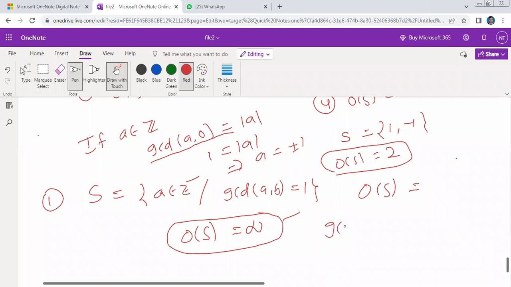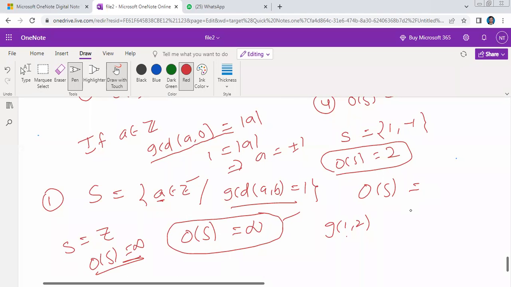Understood? Yes, sir. GCD of 1 comma 2, 1 comma 3, 1 comma 4, 1 comma all the numbers, there are many here. So these are all the integers. So we can write S is nothing but your Z. Right? A belongs to any integer whose GCD is equal to 1. Therefore order of S is equal to infinity.